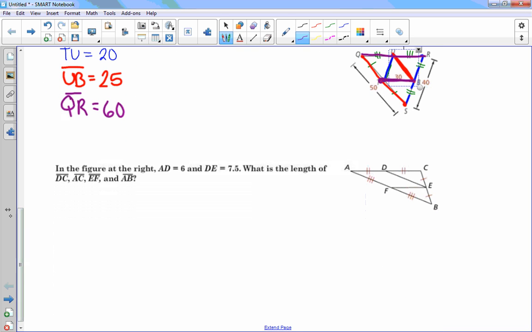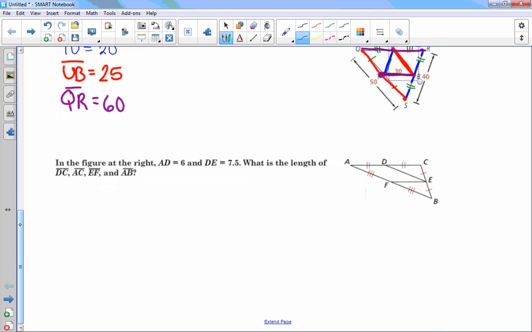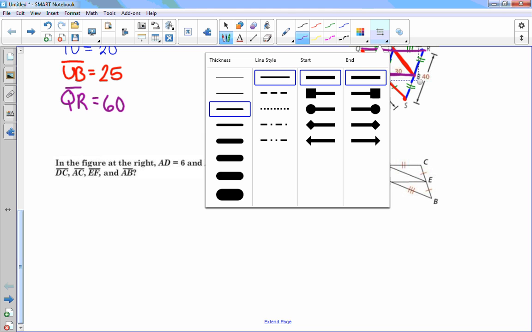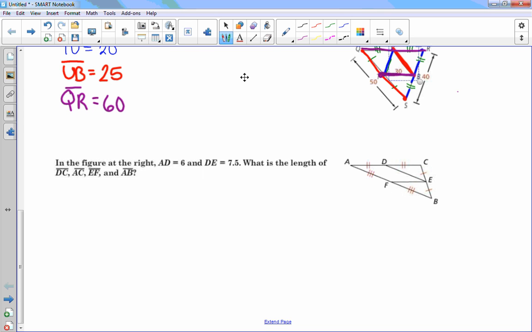Here's one for you to try. We have the triangle already drawn, so before you try it on your own, we should put some information in. In the data, AD is 6. So should we write 6? I would recommend writing 6. It's only this partial part from A to D. DE, this diagonal, is 7.5, so I'd write 7.5 on there. Okay? Find the length, we're going to start with the first one, DC.